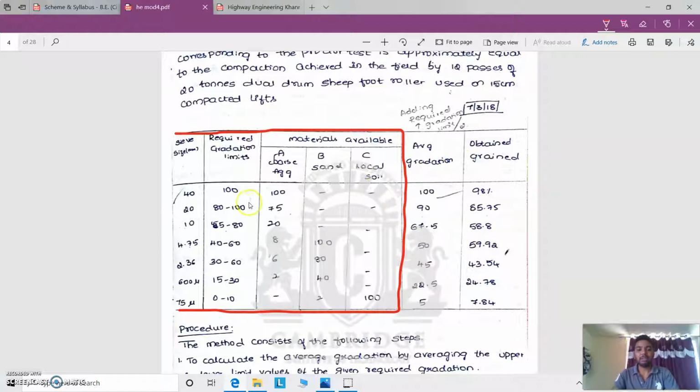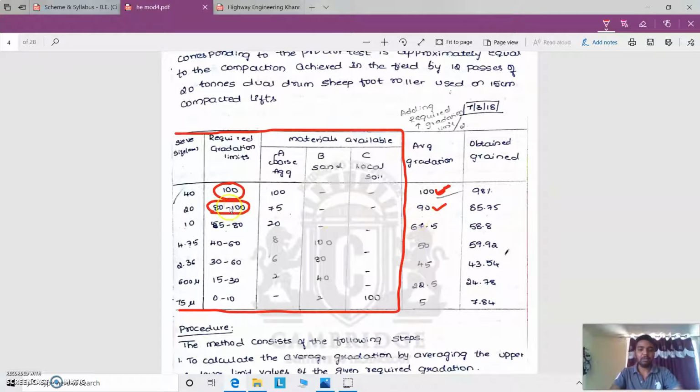This average gradation is nothing but this 100 divided by 2. For this first material we don't have any limits, so that 100 may be considered directly as 100. We cannot divide this by 2. And for required gradation limits, for 20 mm we have 80 to 100, so the average gradation is 80 plus 100 by 2, which will be 90.